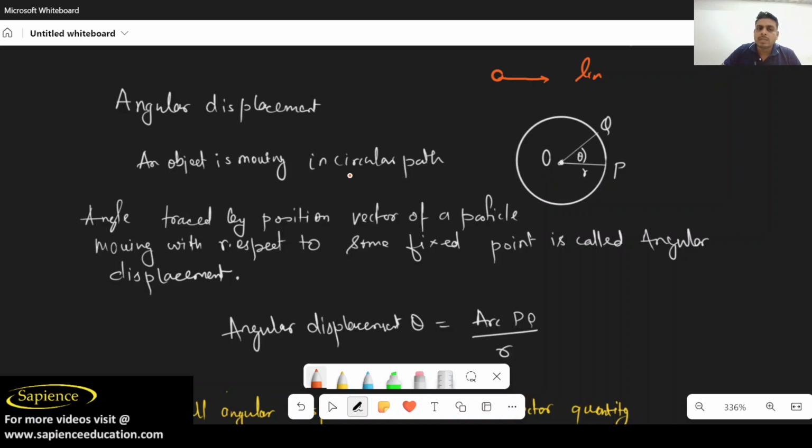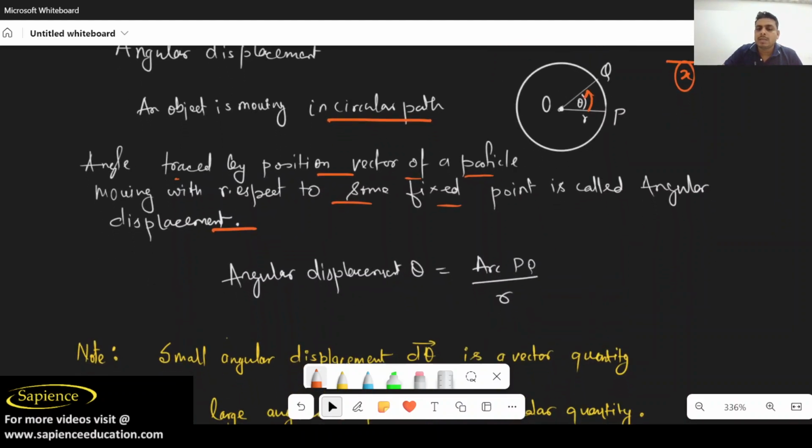So an object is moving in a circular path. The angle traced by the position vector of a particle moving with respect to some fixed point is called angular displacement. Here the displacement is in the form of an angle, so we should take it as angular displacement. We cannot take a distance as x, because here only the angle is changing. So angular displacement is considered as theta. This is theta, and this is the angular displacement.